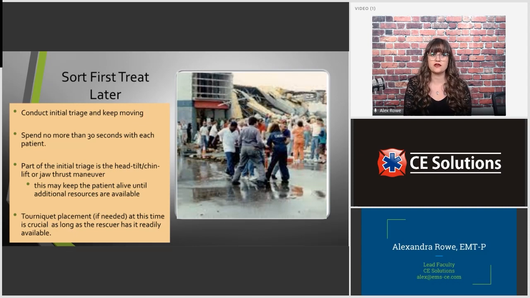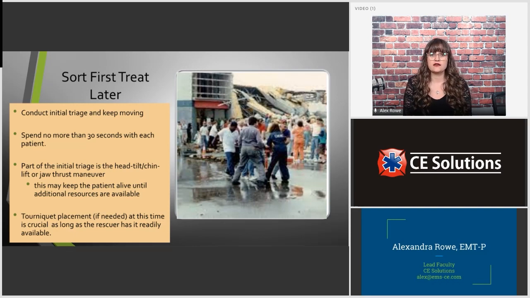So again, part of the initial triage is to perform a head tilt chin lift if you don't suspect a spinal injury, or a jaw thrust maneuver for those that are suspected of having spinal injuries. Now, this may keep the patient alive until additional resources are available, but we know in medicine that if we stop doing the head tilt chin lift or the jaw thrust maneuver, unfortunately, the airway is going to go back to how it was, and they may stop breathing again. So it all depends on your service if you do opening of the airway and use adjuncts, but usually we don't. We just open the airway and move on.